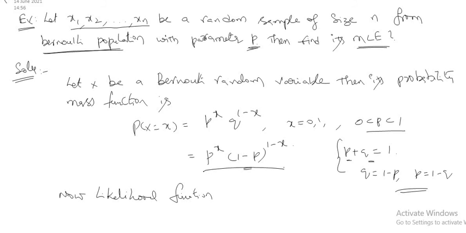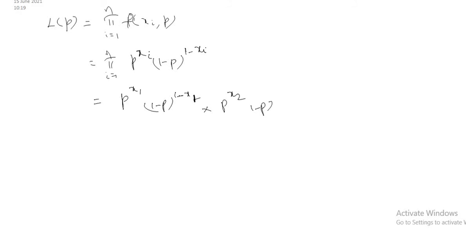Product over i equals 1 to n. What is our probability function? It is p power x, (1 minus p) whole power 1 minus x, but instead of x we need to write xi. So that means p power xi, (1 minus p) power 1 minus xi. Now if you see, first keep i equals 1 and then continue: p power x1, (1 minus p) power 1 minus x1, into p power x2, (1 minus p) power 1 minus x2, and so on, p power xn, (1 minus p) whole power 1 minus xn.